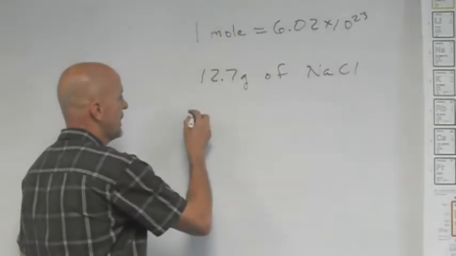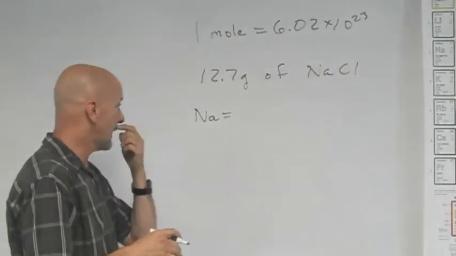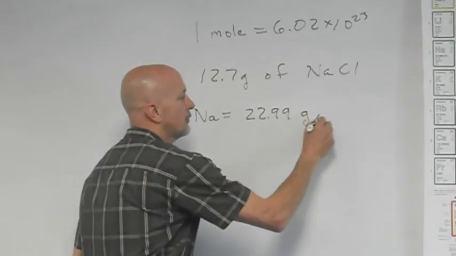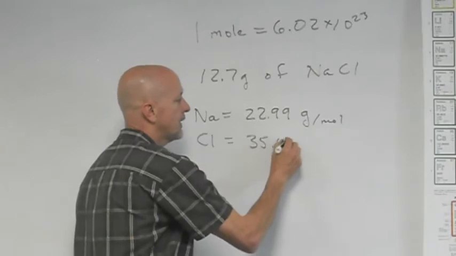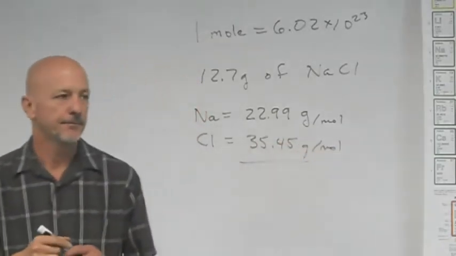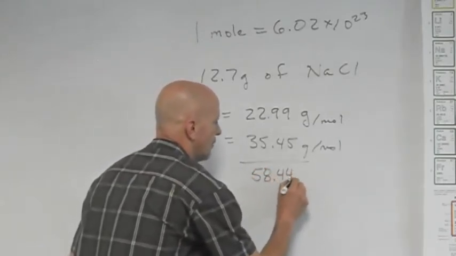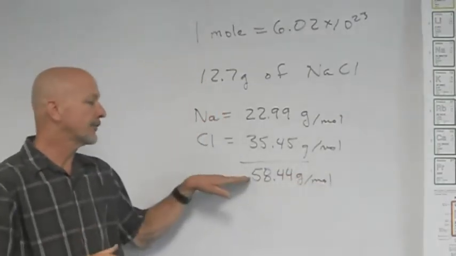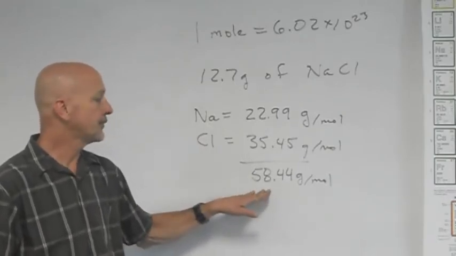So I say Na. I need to take the two elements that make up this compound and add them up. I've got sodium at 22.99 grams per mole, chloride at 35.45 grams per mole, and add them up. And you get 58.44 grams per mole. That number, since that is the mass of 1 mole of sodium chloride, is called the molar mass of sodium chloride. So now I have my reference point.